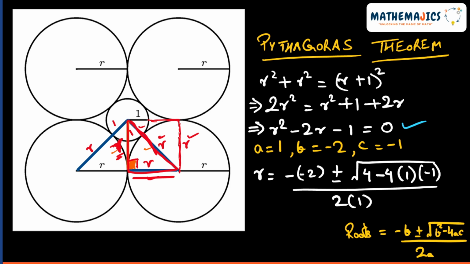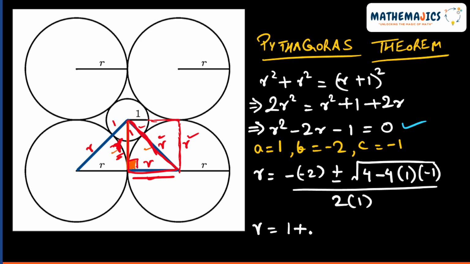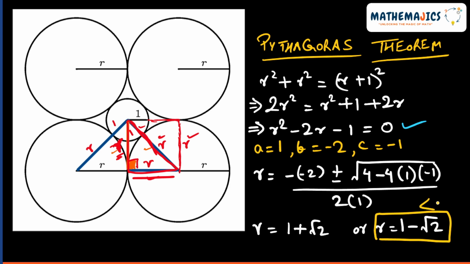Now we can erase this formula. We have used this formula. If we simplify this further, we will get r as 1 plus root 2, or r can be 1 minus root 2. Correct? These can be the two values of the radius r. But please look carefully. This value of r will be smaller than 0. That means r will be negative, which is not possible. That means this is wrong. The correct answer will be radius is 1 plus root 2. This will be the correct answer.